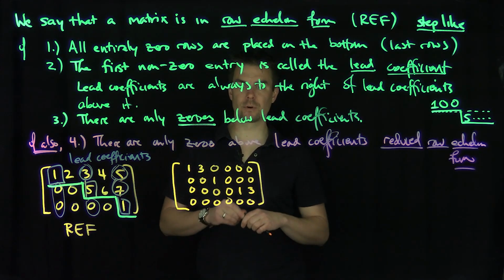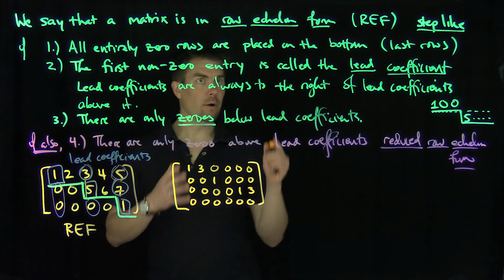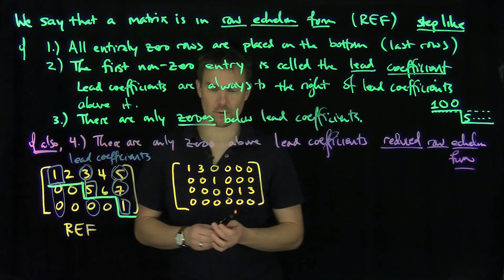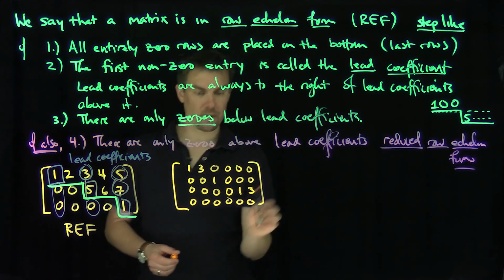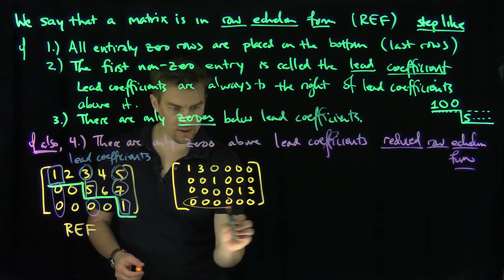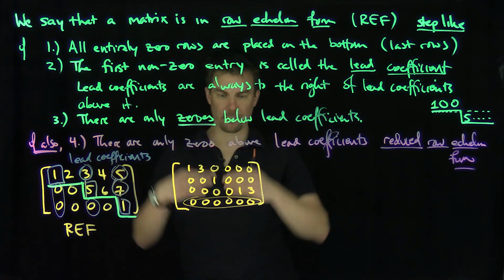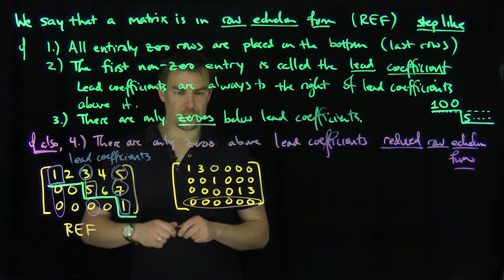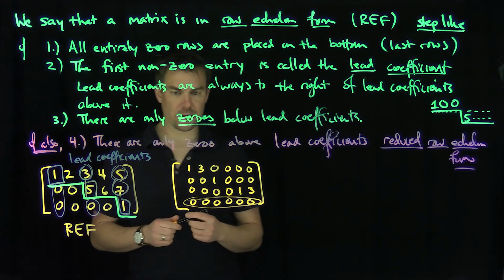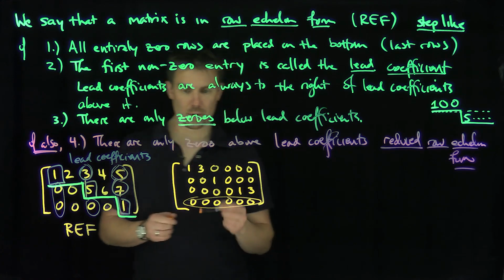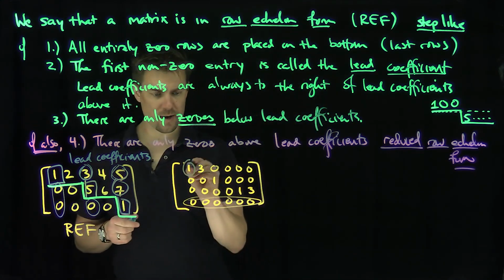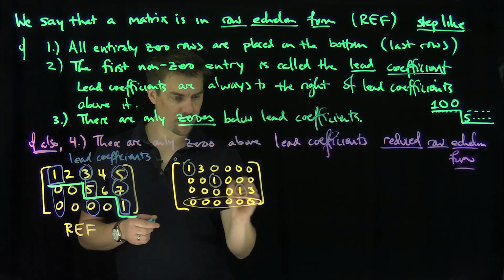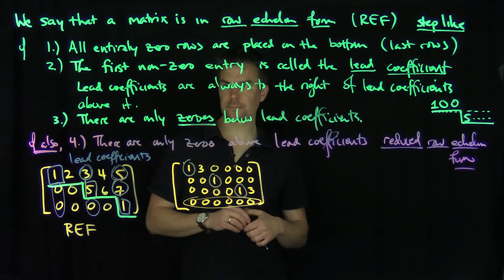So let's check and see if this matrix is in row echelon form or reduced row echelon form, okay? So the first condition: all the entirely 0 rows are at the very bottom. So this last row over here is entirely zeros. That's good. The 0 row is at the bottom. And then let's look at our lead coefficients. What are our lead coefficients over here? Our lead coefficients are the first non-zero entry in a row. So the 1 and the 1 are lead coefficients, right?